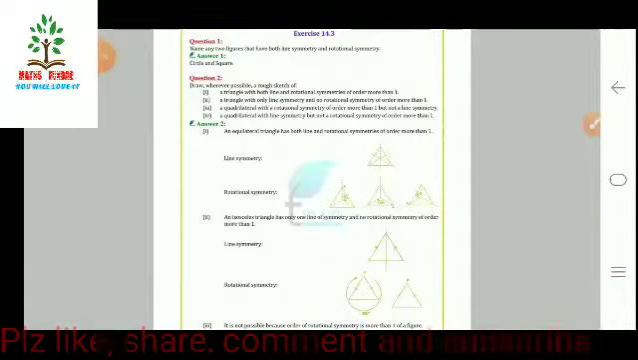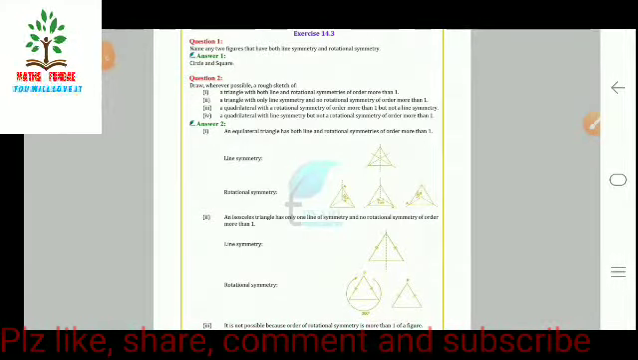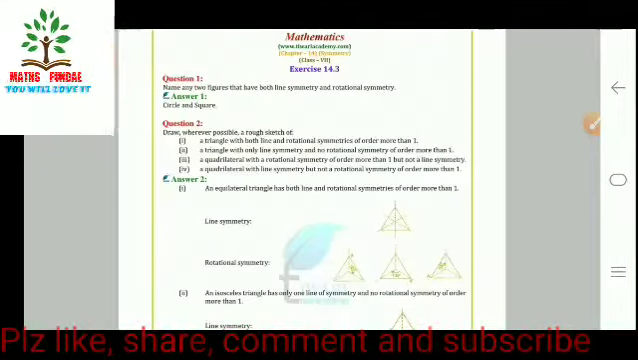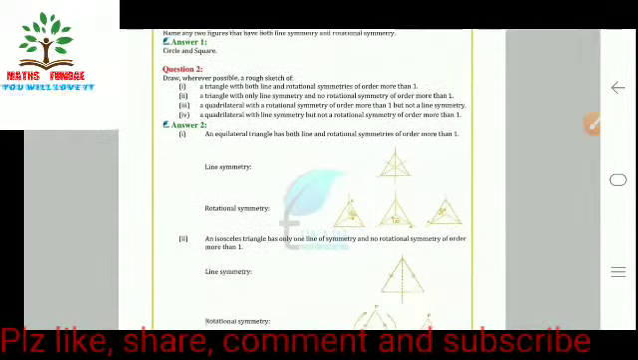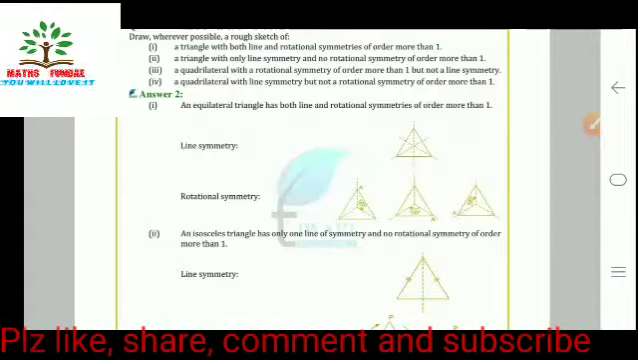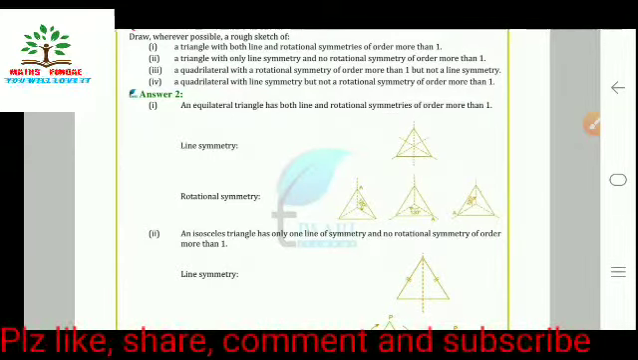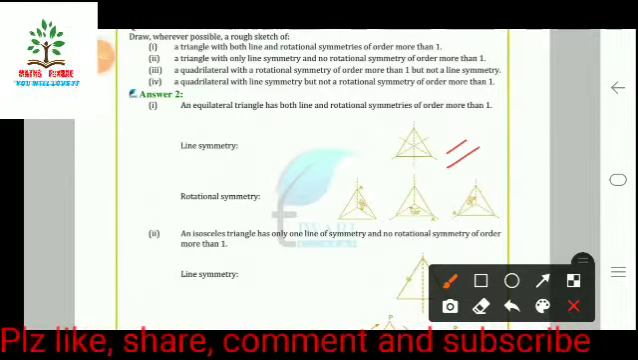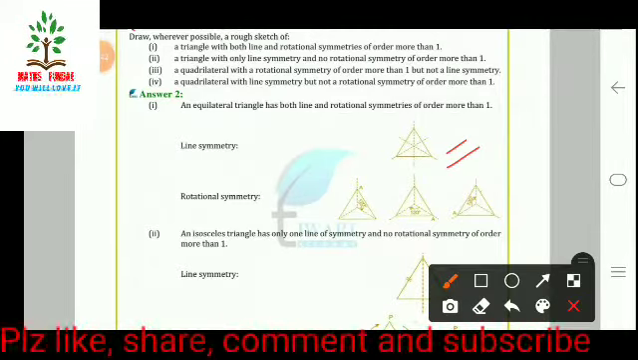Now in exercise 14.3: name any two figures that have both line symmetry and rotational symmetry. Those two figures are the square and the circle. Coming to question number 2: draw, wherever possible, a rough sketch of a triangle with both line and rotational symmetries of order more than 1. We have an equilateral triangle with both conditions fulfilled: we have lines of symmetry, and in terms of rotational symmetry we have order 3, because at 120, 120, 120 we get the same figure.